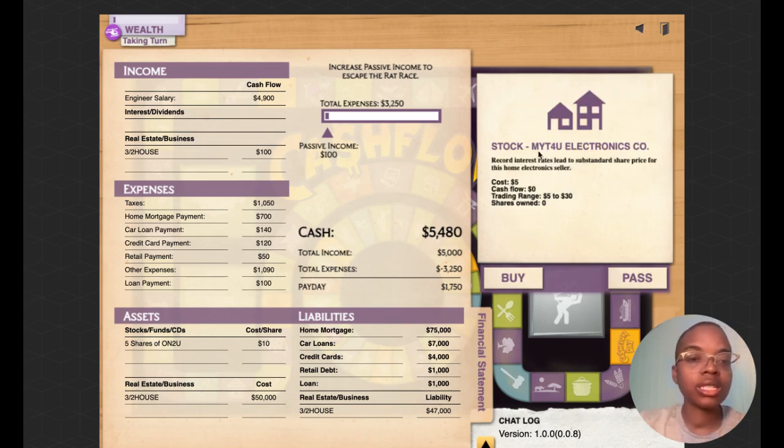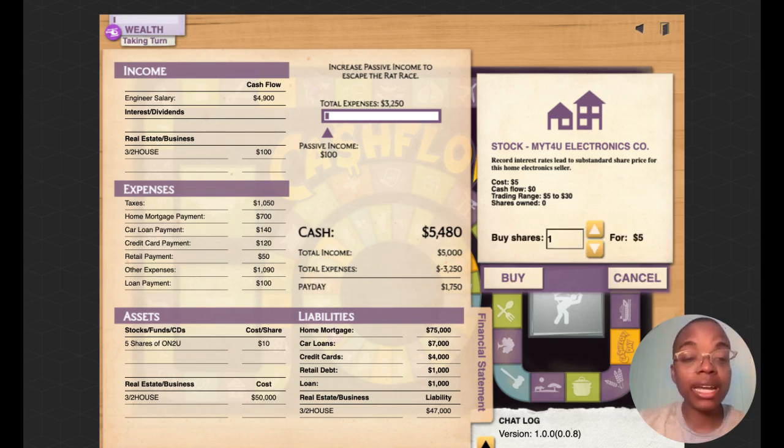And if we see right here, stock Mighty for You Electronics, the cost is $5 and the trading range is 5 to 30. To me, this is a great deal to jump into right here and really capitalize on the cost of this stock right now. I can potentially 6x my original investment. So, if I'm buying at 5 and then eventually this comes back ready to sell at 30, I could get 6 times however much I originally paid for it.